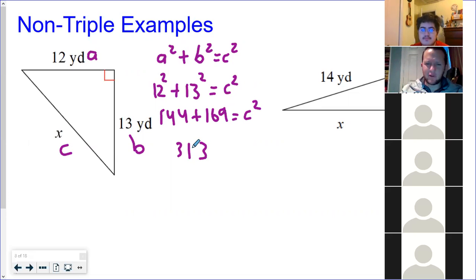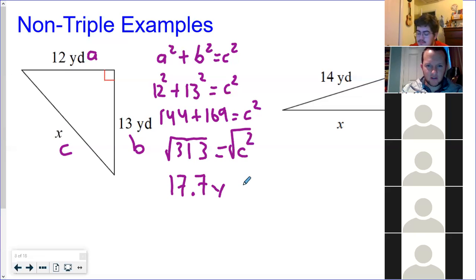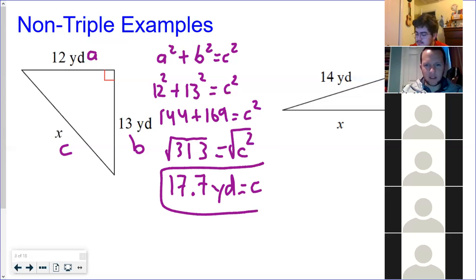313, yeah. Is that right? Okay, so 313 equals c squared, and then you'd square root 313, which is 17.69. Cool. We'll just go to one decimal, so we'll call that 17.7. Okay. And there you go. Nice job, Keegan.